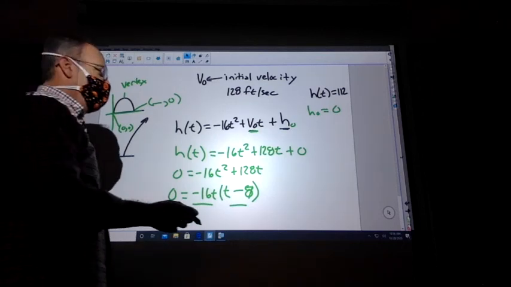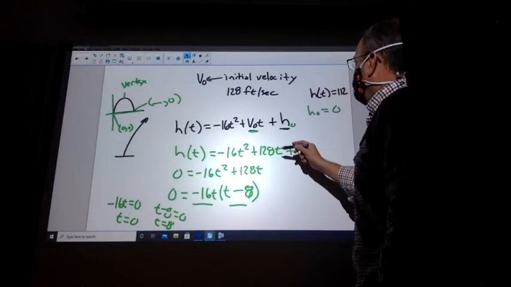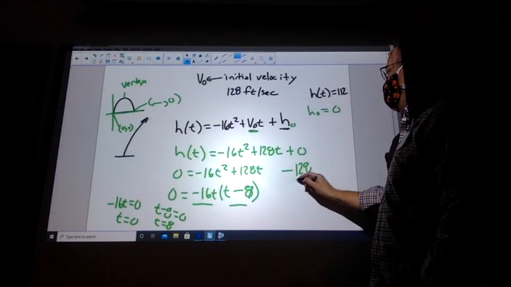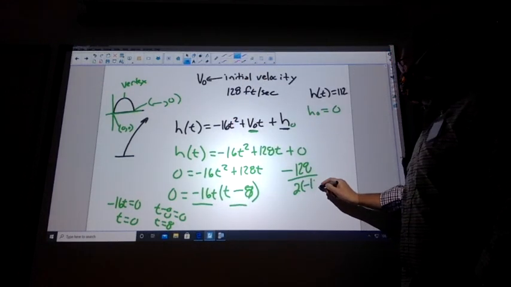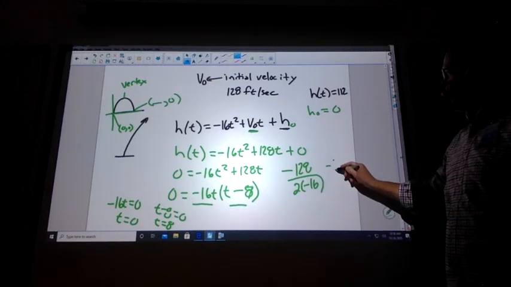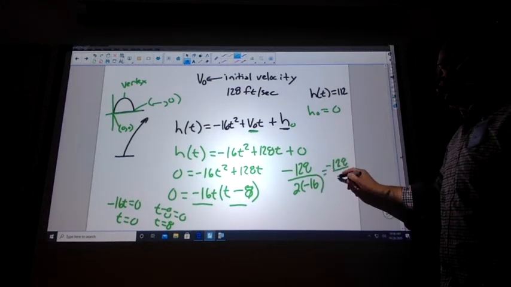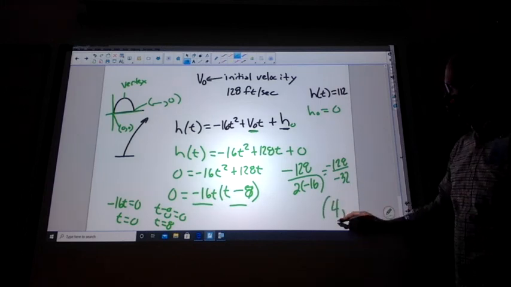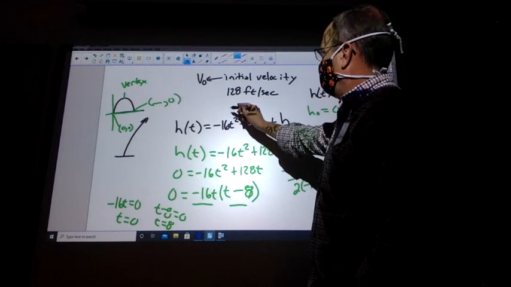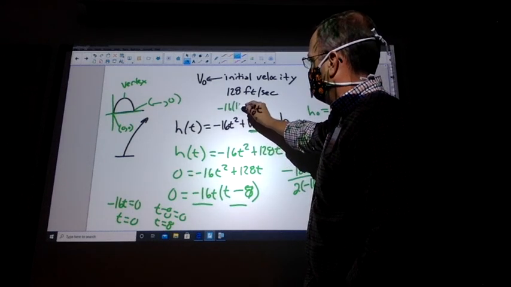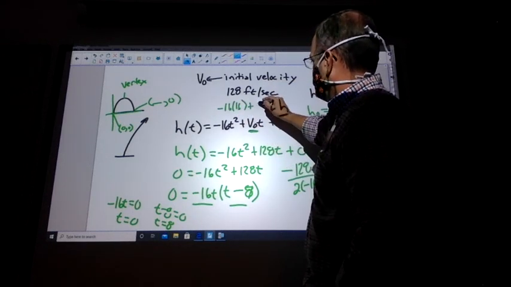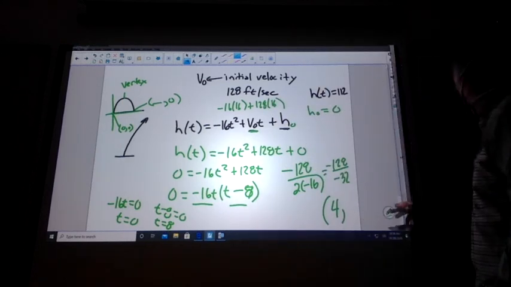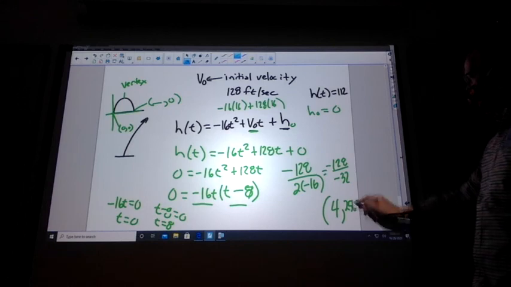If I found the vertex, negative b over 2a, that's going to give me negative 128 over negative 32, which gives me 4. If I plug 4 back into this, I get negative 16 times 16 plus 128 times 4. And if I did this right, it would be at 256.